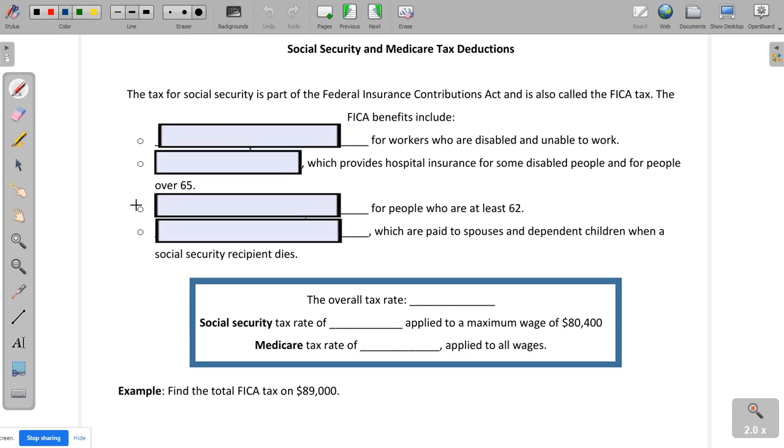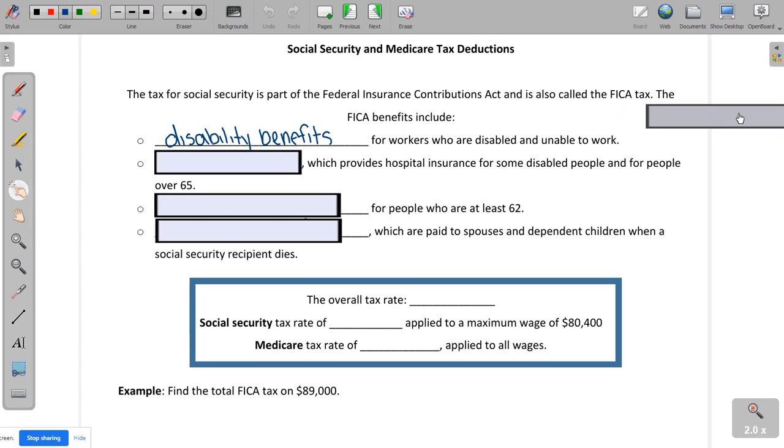Okay, now we're going to look into Social Security and Medicare tax deductions. The tax for Social Security is part of the Federal Insurance Contributions Act, which is also called FICA. The FICA benefits are included below. The first one is disability benefits. This is for workers who are disabled and unable to work.